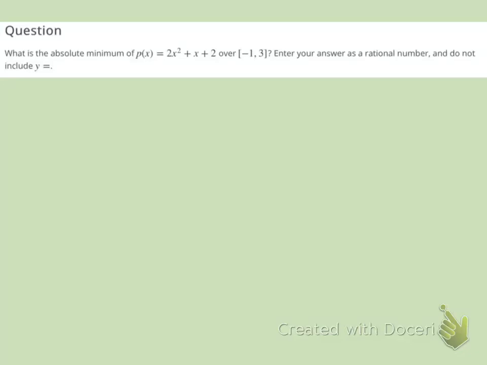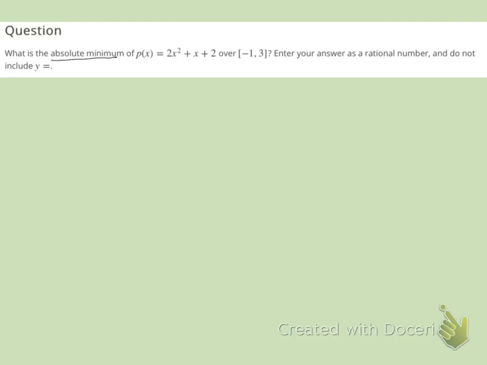Hi everybody. For this problem, we want to find the absolute minimum for this function over the interval from -1 to 3. And I want you to notice that that's a polynomial function. So it is continuous and we have a closed interval. So we are guaranteed to have an absolute minimum and an absolute maximum. We're specifically looking for the absolute minimum.